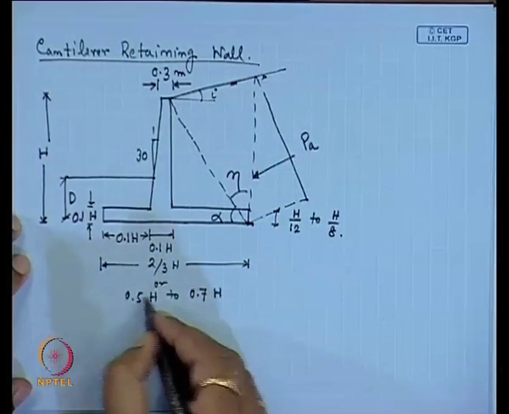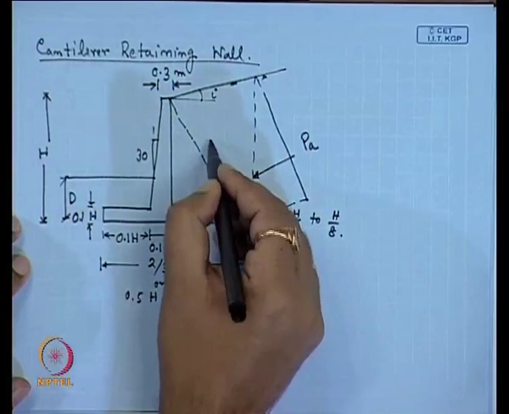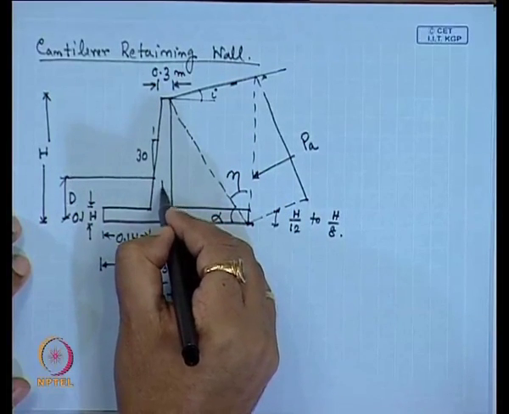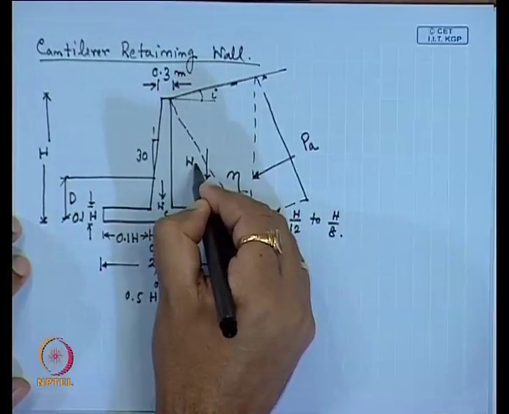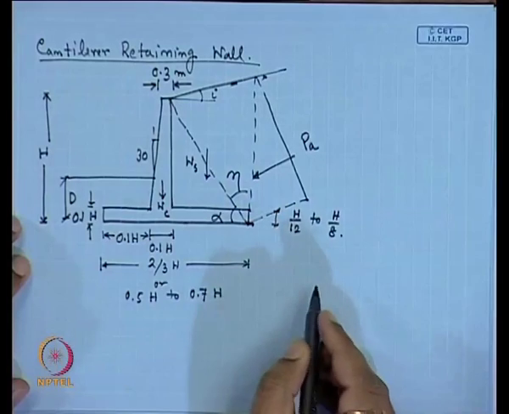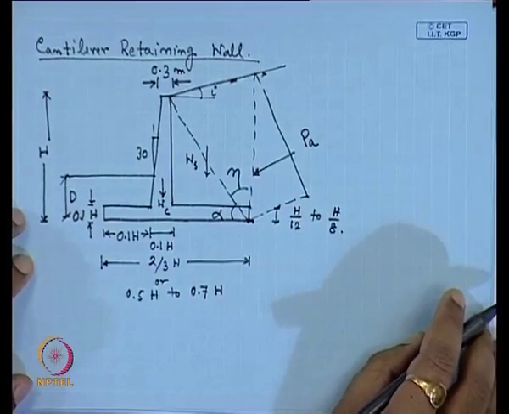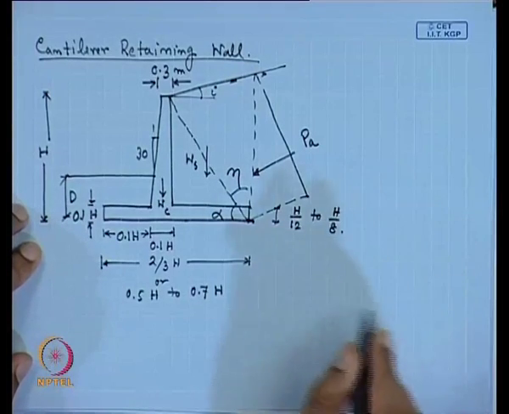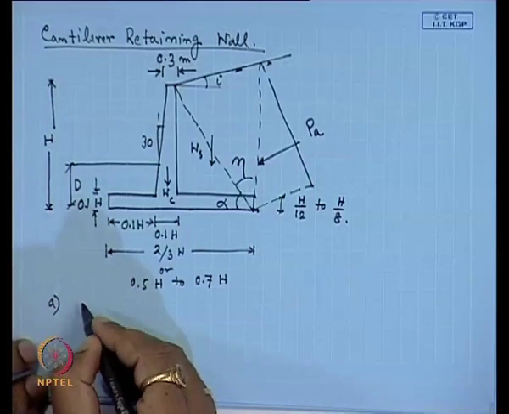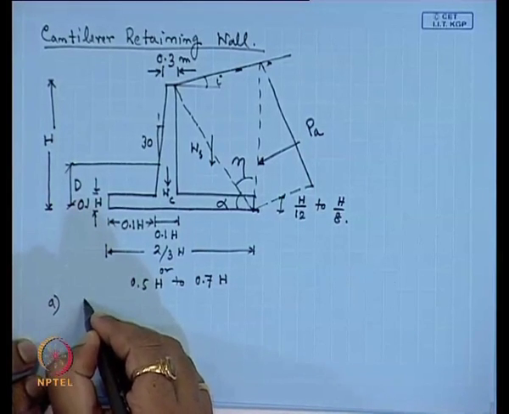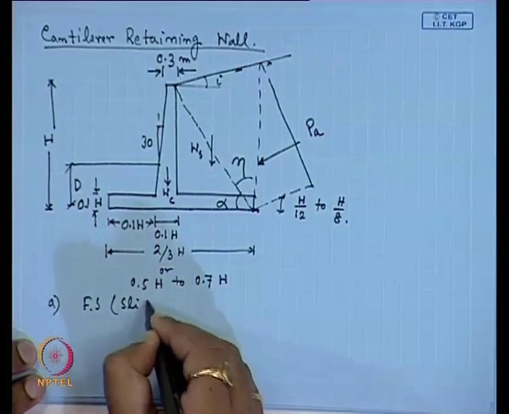Now, this distance we can first choose, then we will consider the weight. So, these are the different weights. First, we will consider the weight of concrete, then the weight of soil, if I take the Rankine expressions. Now, for this condition, what factor of safety will we choose for this type of retaining wall? First, we will consider the factor of safety against sliding.